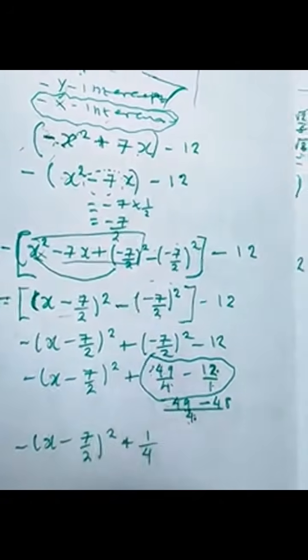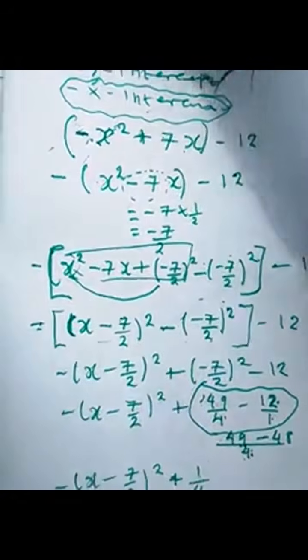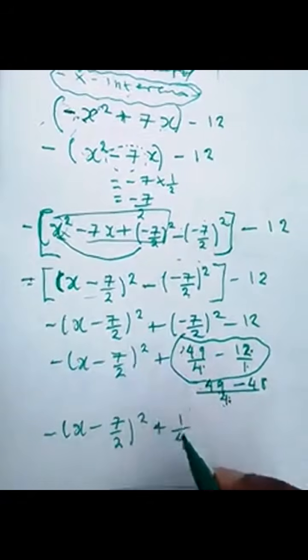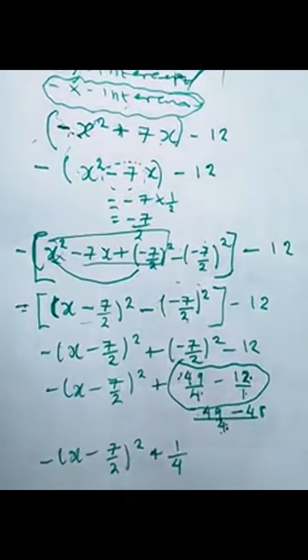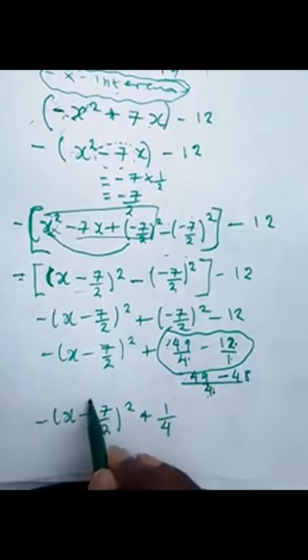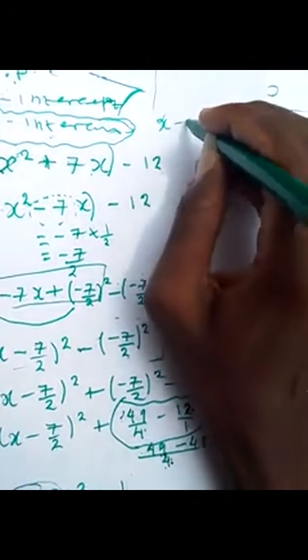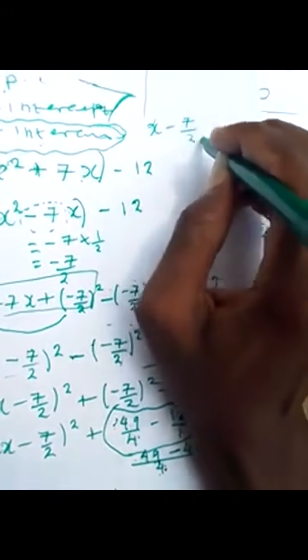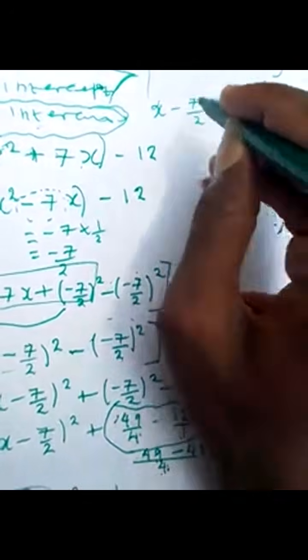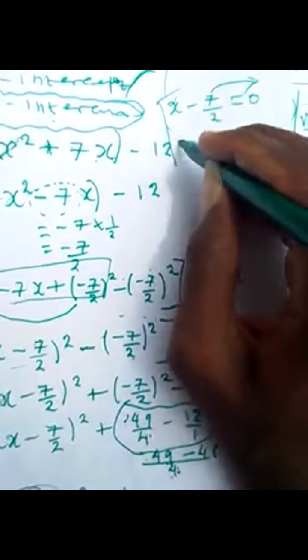So remember, our main goal is to find the coordinates of the turning point. Since they are coordinates, there should be the x coordinate and the y coordinate. The way that you find the x coordinate is that you get what is inside the parentheses, x minus 7 over 2, equate it to 0, and take this on the other side. It's going to be x is equal to 7 over 2.